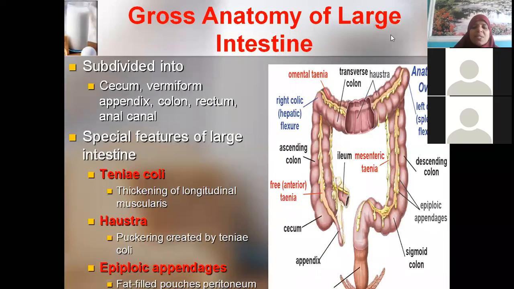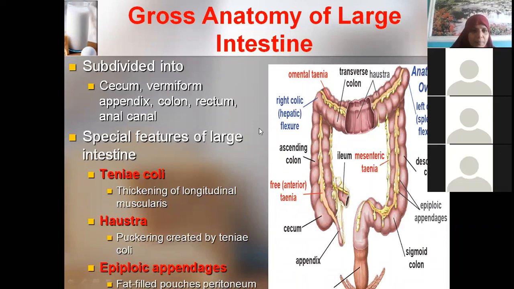Now, see, whatever I discussed in the form of picture only is written here. So, gross features of large intestine. It is divided into cecum, we have vermiform appendix, we have colon, we have rectum and anal canal. The special features what we saw is this thickening, no? The longitudinal muscle actually thickens to form this band. What is the name of this thickening? Tinea coli. This yellow line, talking about this yellow line. Hemalata, what is the name of this thickening? Tinea coli, ma'am. Tinea coli.